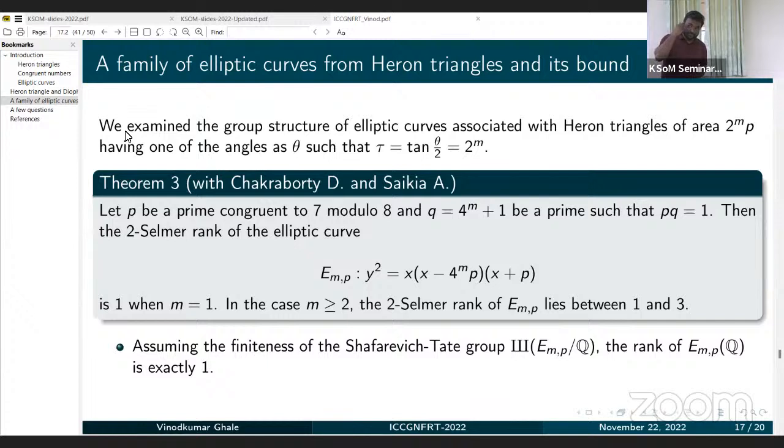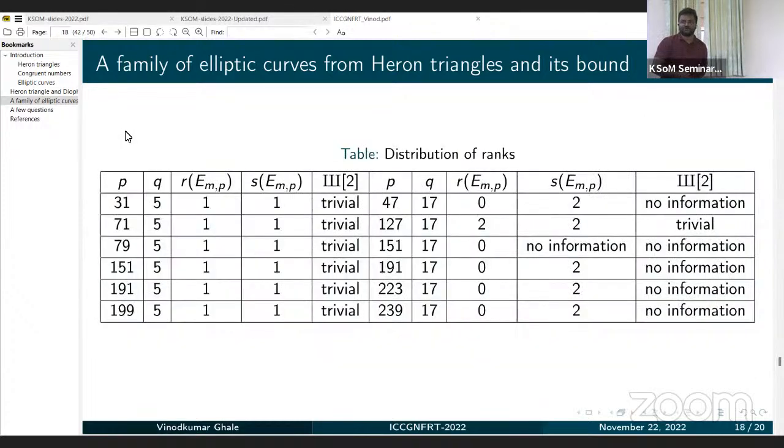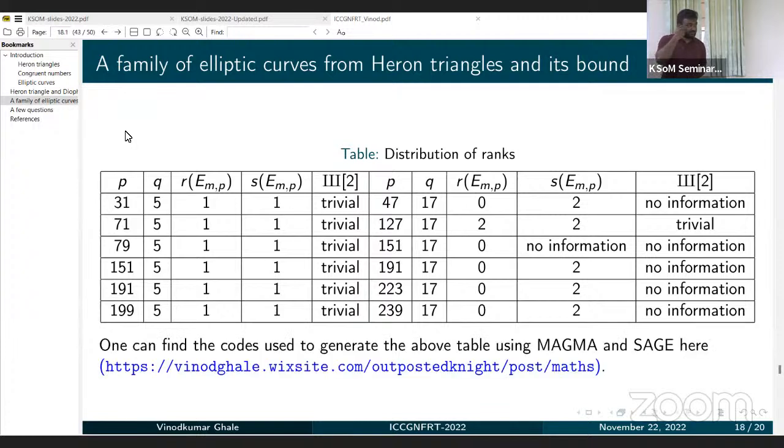And assuming this Sha group, we got the rank bound we want. And some distribution of these ranks you get using, again, Magma and Sage. Kenor was also mentioning that we can get the ranks and Selmer ranks. Of course, you must be knowing, but in case you don't know the commands for using Magma and Sage, you can find them here.